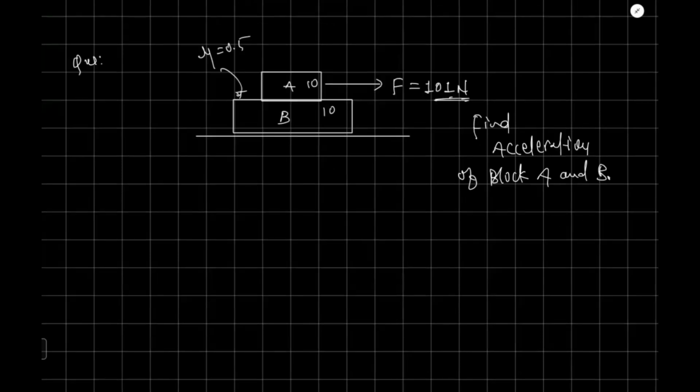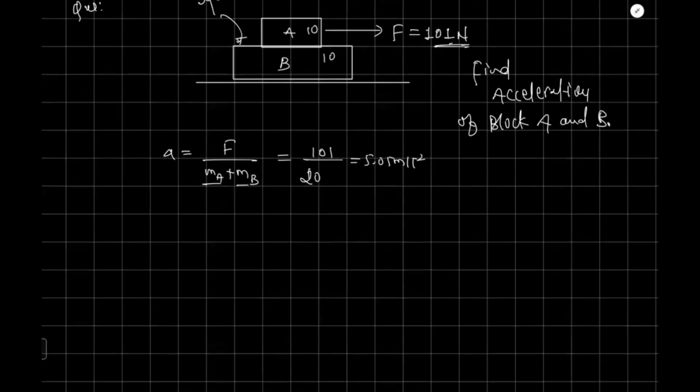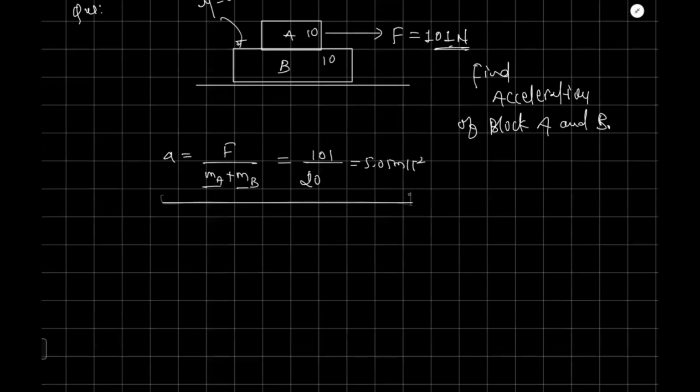What do you have to see first? You have to see whether they are going to move together or move separately. Suppose they are going to move together, then the acceleration is very easy. Acceleration is nothing but F net upon total mass, that is mass of A plus mass of B. So 101 by 20, we get 5.05 meter per second square. But we have to see whether they are going to move together or separately. This is the condition when they move together.